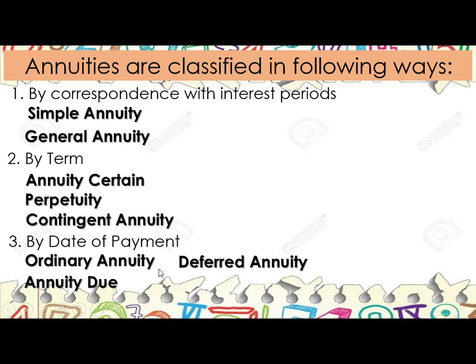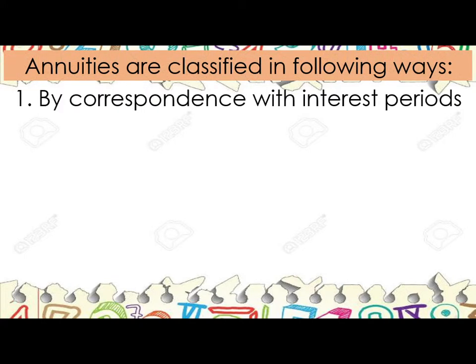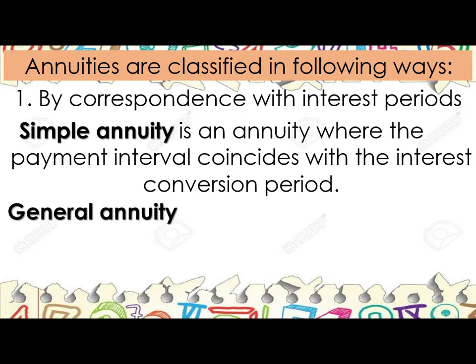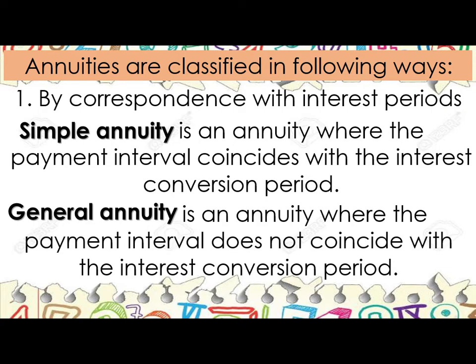But what would be the significant difference between these classifications of annuities? Let us differentiate. Let's proceed first to our first classification, in terms of interest periods, which is simple annuity and general annuity. What will be the significant difference between these two? When we say simple annuity, you have to consider two variables, and that is the payment interval and the interest conversion period. So what are the interest conversion periods?